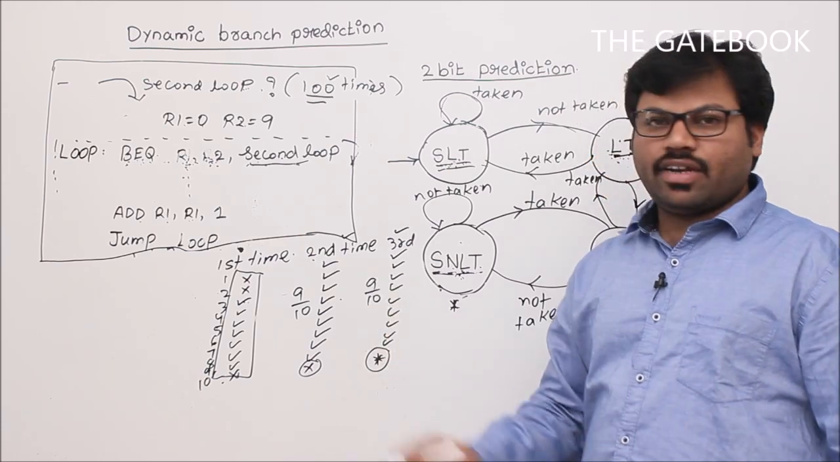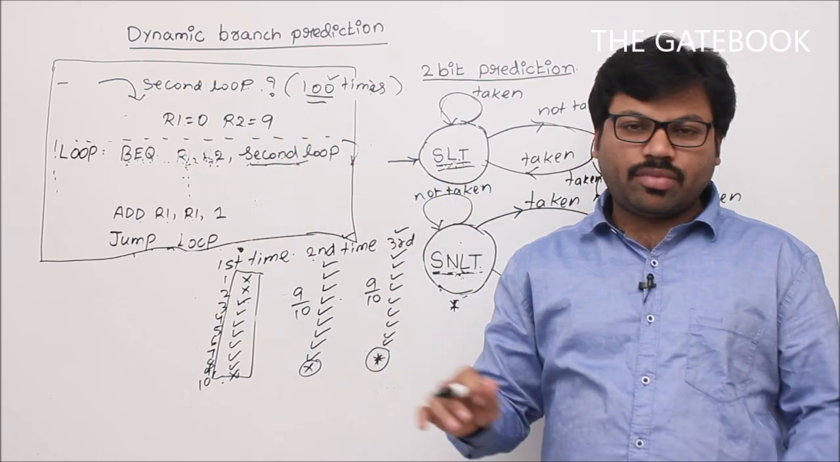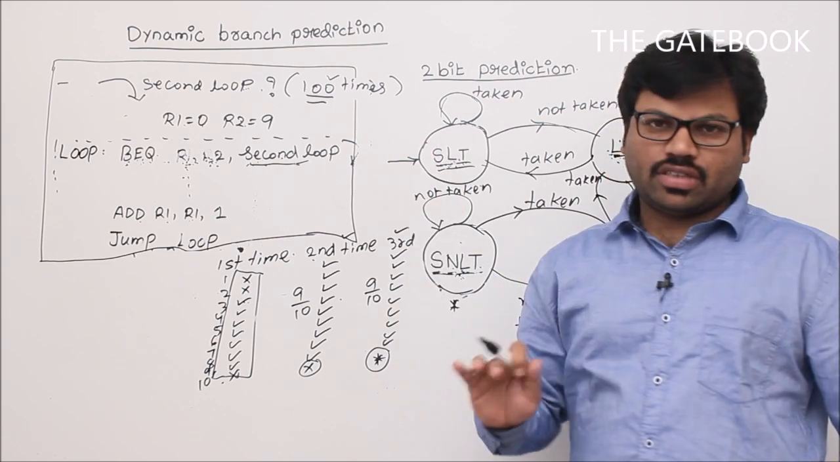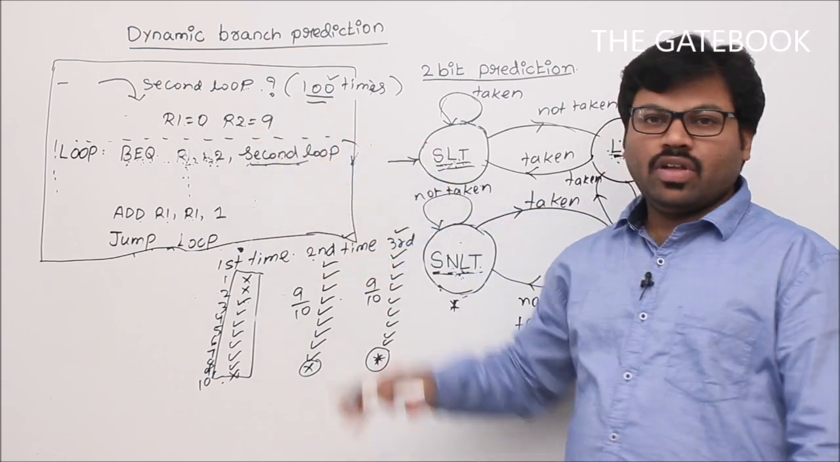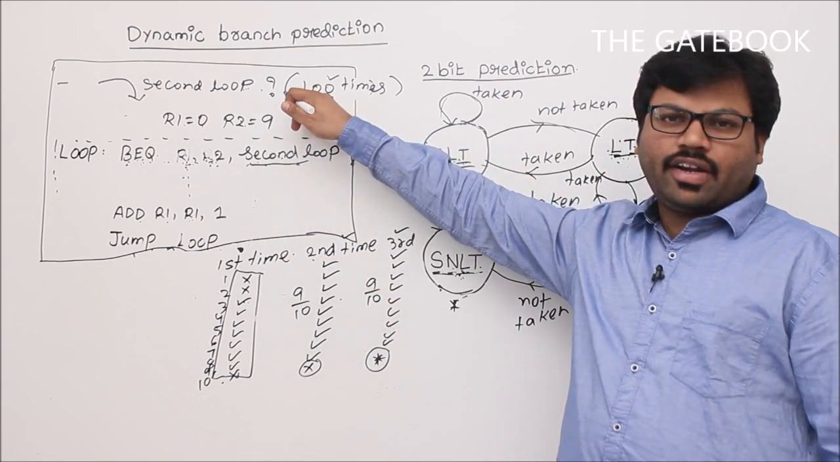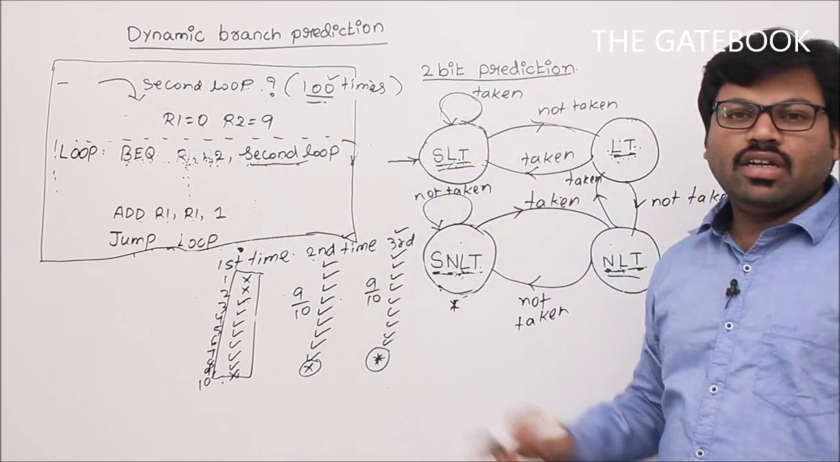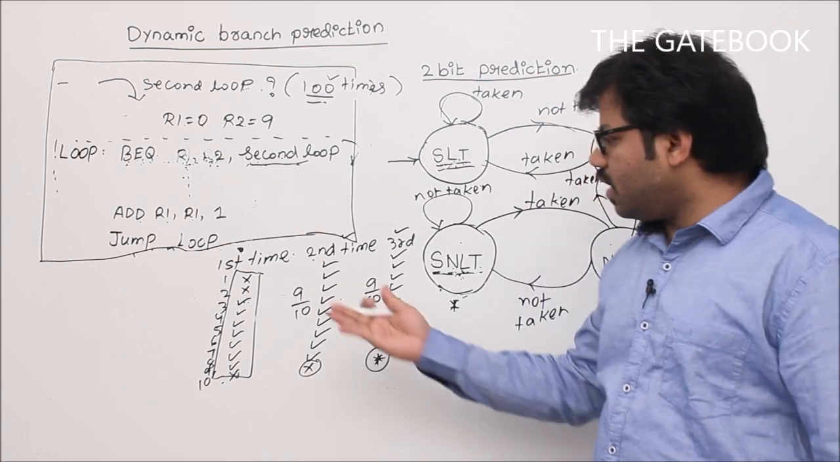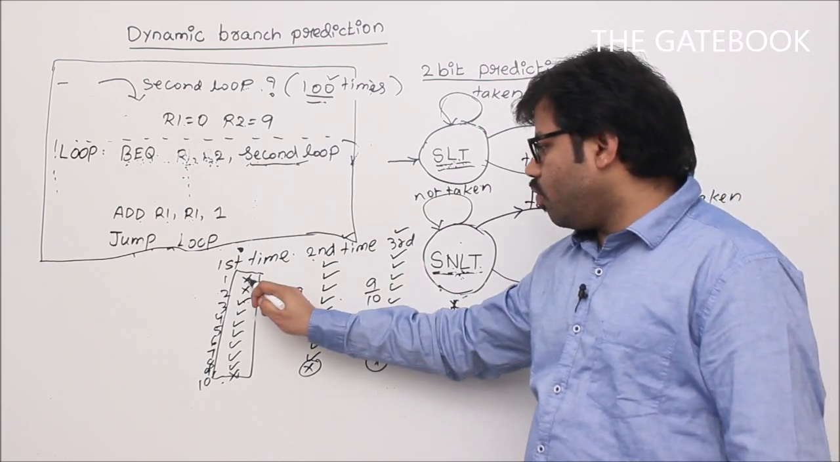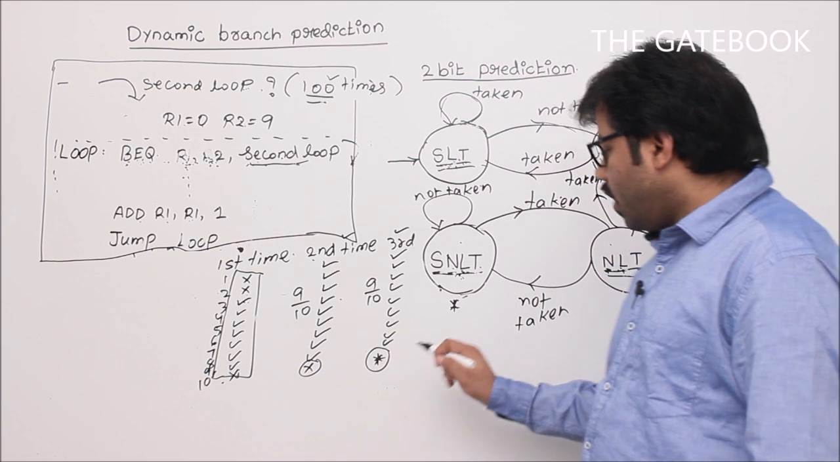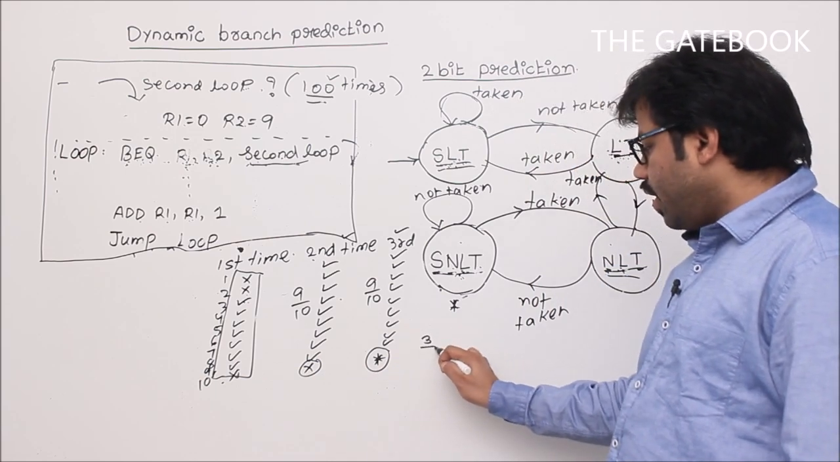Let us really calculate for this problem. In the GATE exam sometimes they can ask numerical questions. Let's say this is your problem. There is an outer loop for 100 times, an inner loop for 10 times, and you are using this 2-bit prediction. Then what is the accuracy? Let us list out all the cases. First time, 1, 2, 3. In the first time, 3 out of 10, correct?